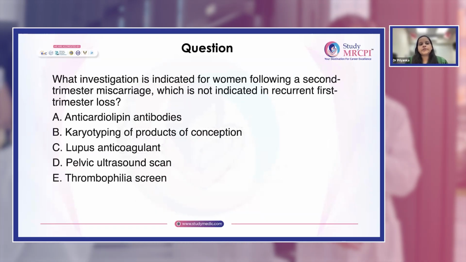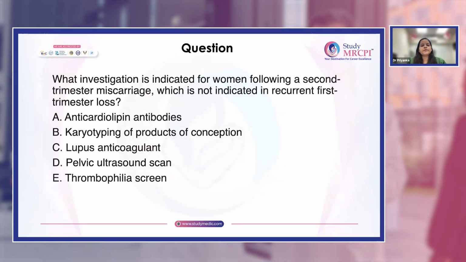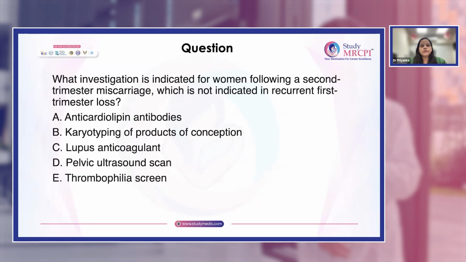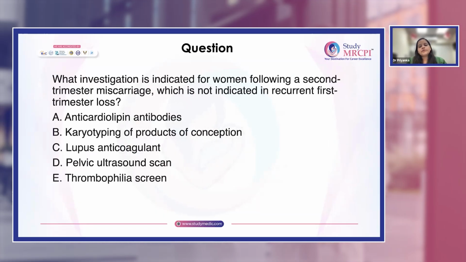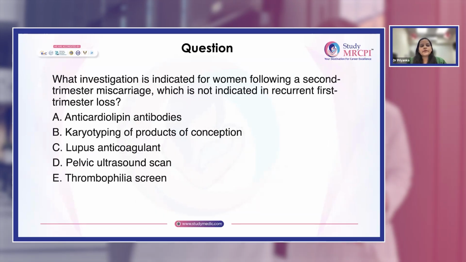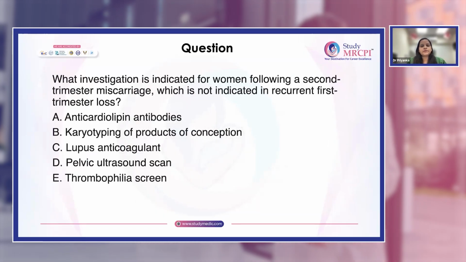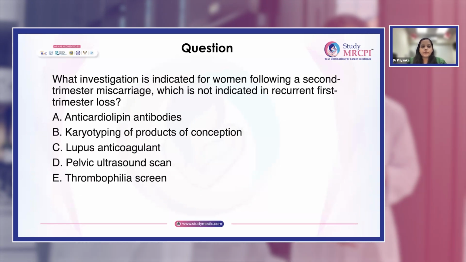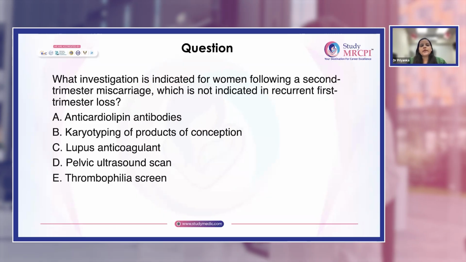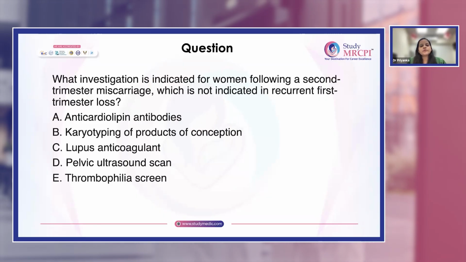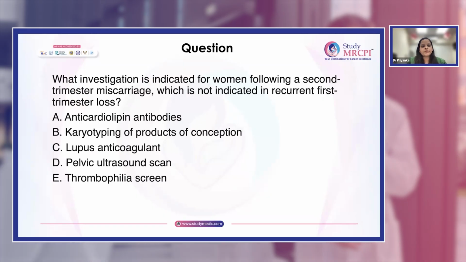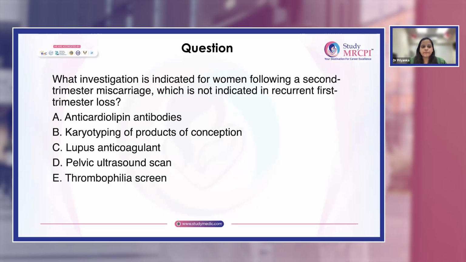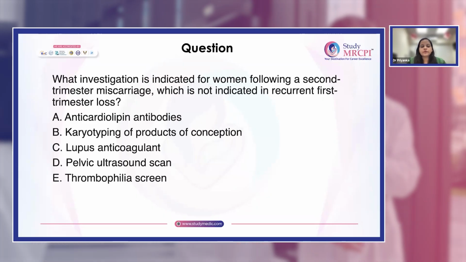What are the investigations indicated for women following a second trimester miscarriage, which are not indicated in recurrent first trimester loss? Which investigation are we going to send in second trimester miscarriage, not in first trimester? That is the question. Anticardiolipin antibodies for APLA, we are going to send in first trimester. Karyotyping of the products of conception, yes, because these are all recognized causes of first trimester recurrent pregnancy loss. Lupus anticoagulant, yes. Pelvic ultrasound, yes, to look at the pelvic anatomy.